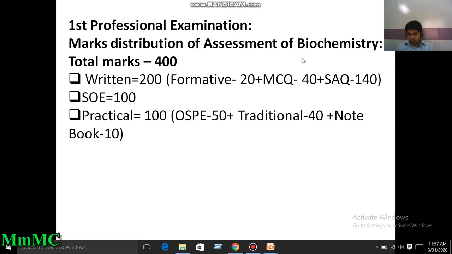Now about protein metabolism. Steps of the urea cycle with diagram. Write down the causes and features of ammonia intoxication. This is also an important short note, that is, ammonia intoxication.